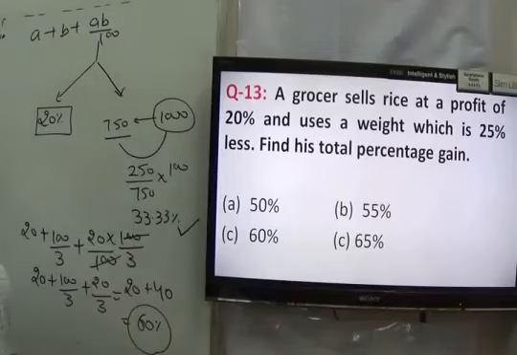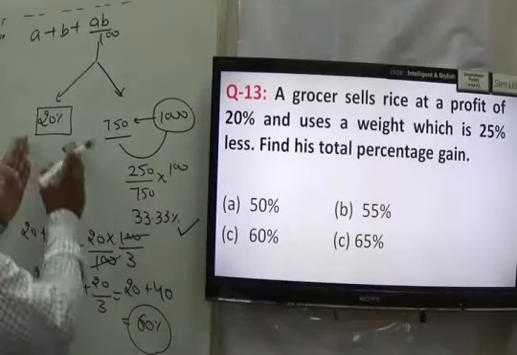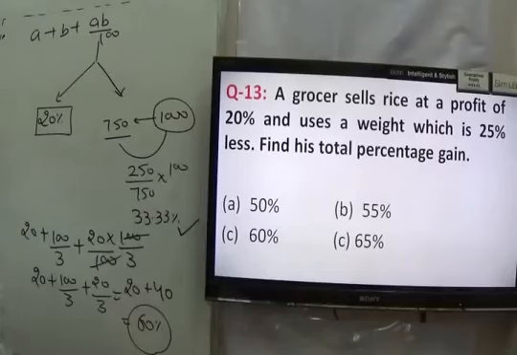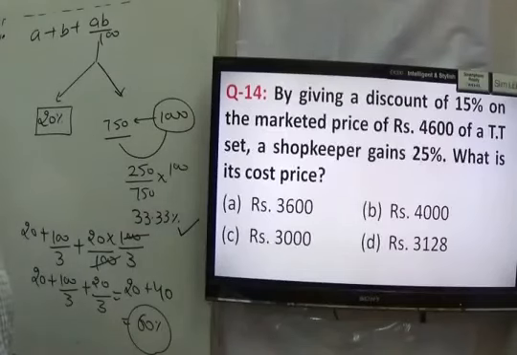Now, in order to find the overall percentage, I may say A plus B plus AB by 100. Just solve it. Your answer is said to be 60%. The answer is C.